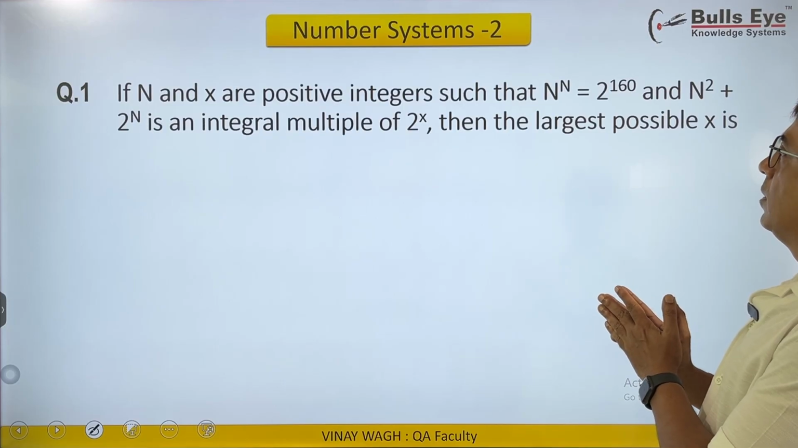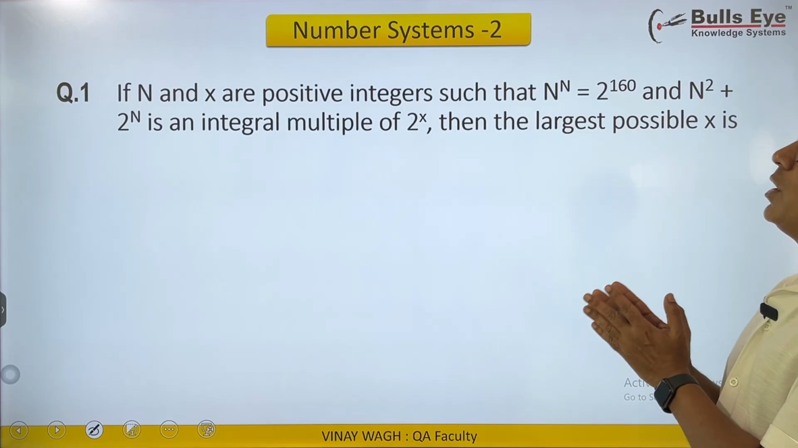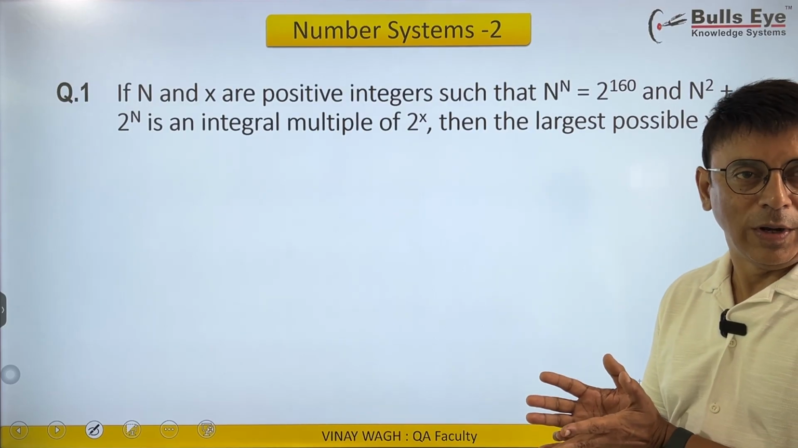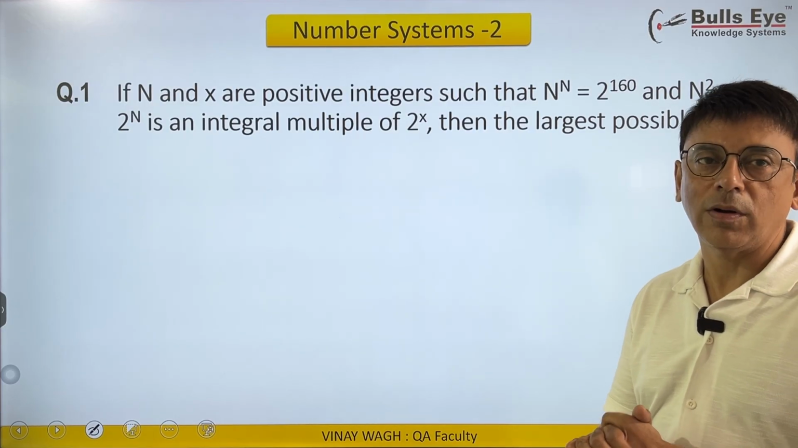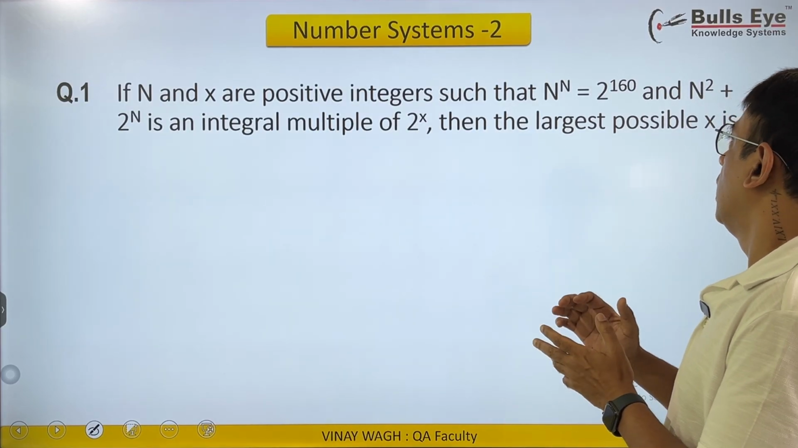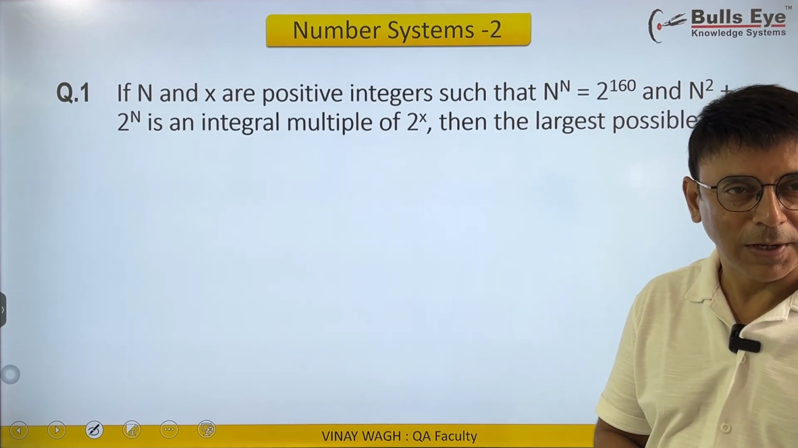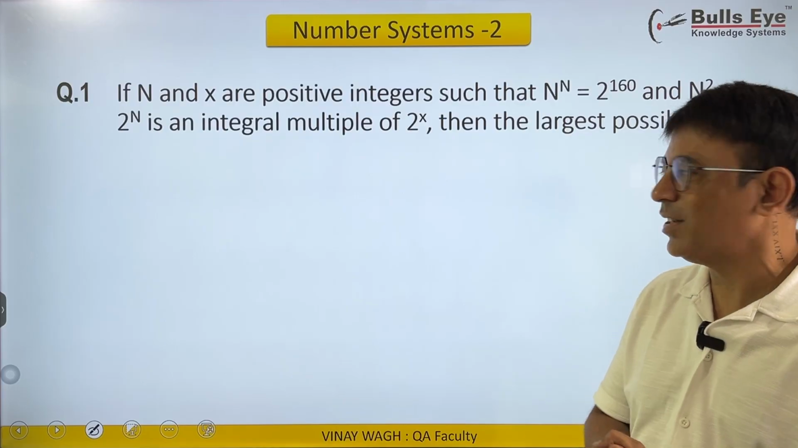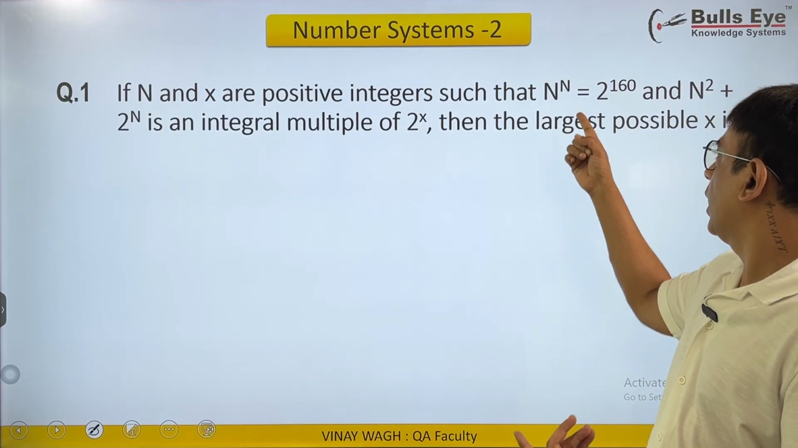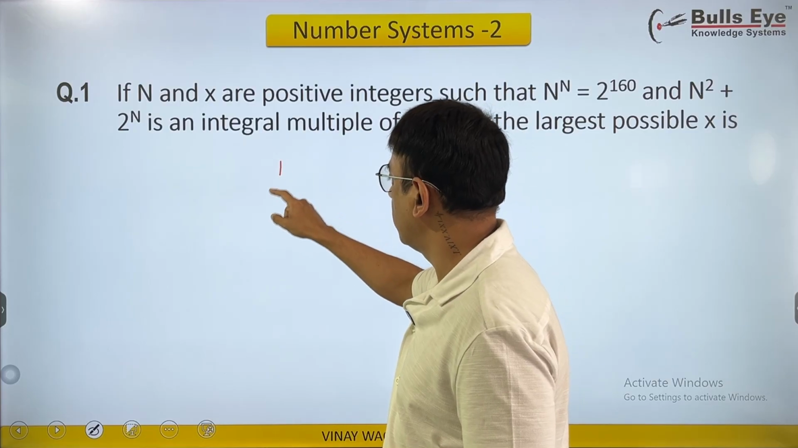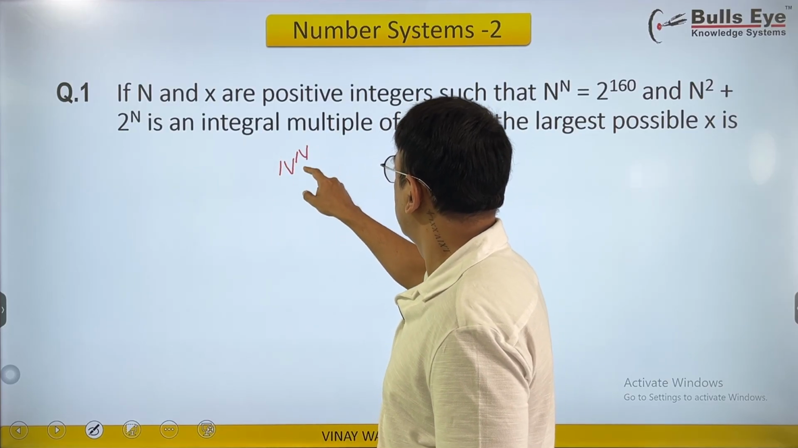After that, there's a condition: n square plus 2 raised to n should be made an integral multiple of 2 raised to x. You need to read it twice, but it's not very difficult to understand. In that case, what can be the maximum possible value of x? So as I told you initially, the challenge is how can n be found out? N raised to n, we are given it is equal to what?